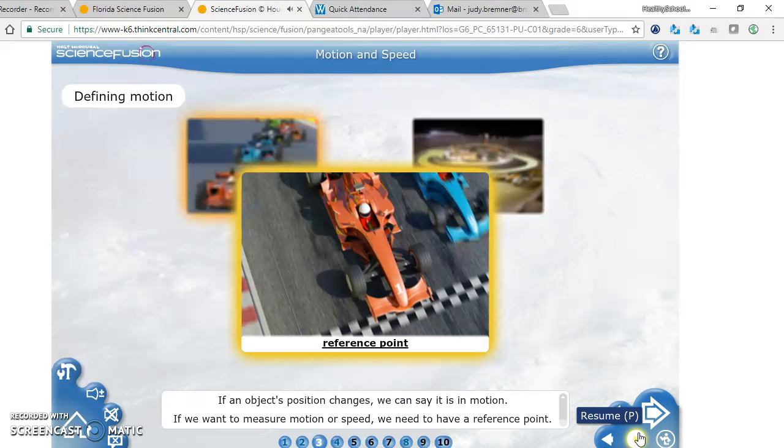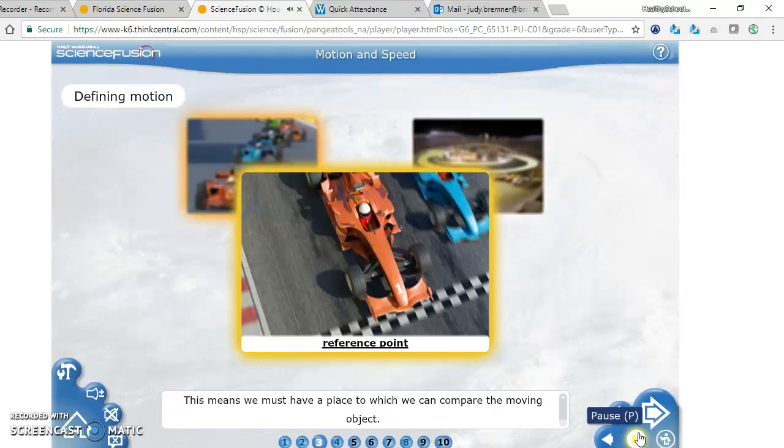If we want to measure motion or speed, we need to have a reference point. This means we must have a place on which we can compare the moving object. The finish line is a great reference point. We can see the cars past the finish line, so we can be sure that the car moved past that point.